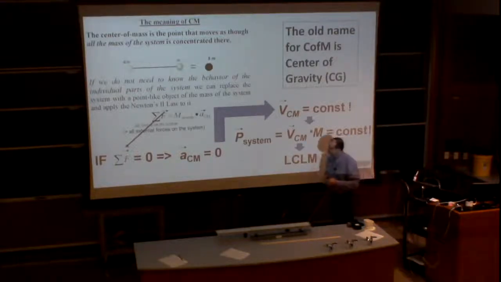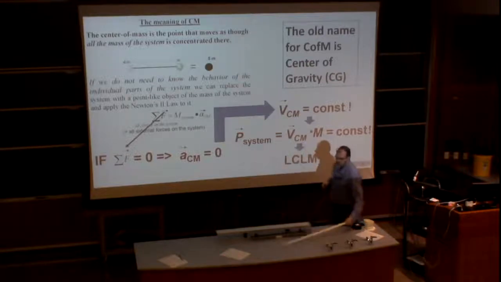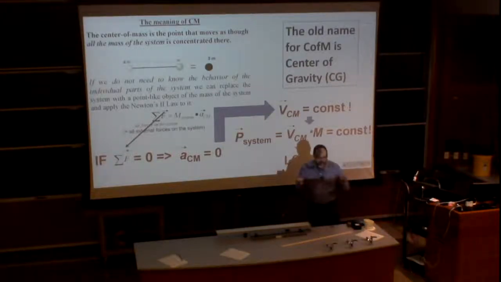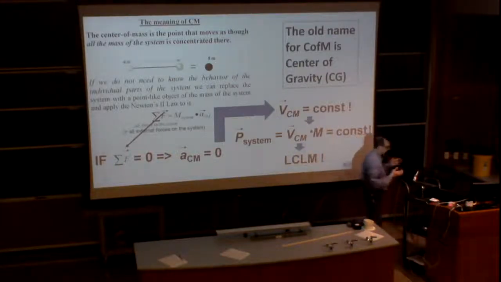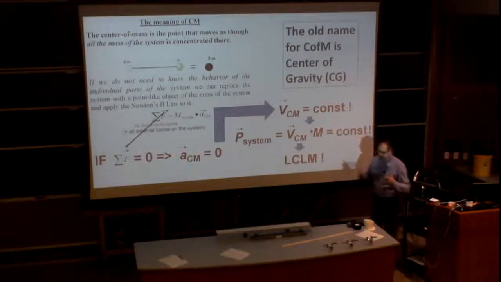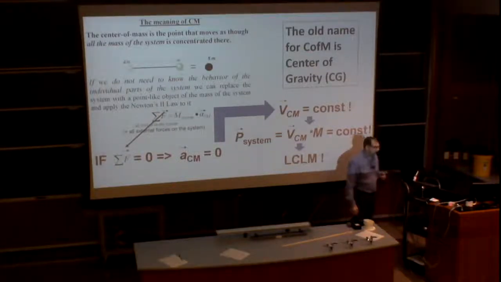This is what we want to talk about. If the net force acting on the whole system is zero, acceleration has to be zero, which means the center of mass should travel at constant velocity. The center of mass of the system should travel at constant velocity, even if the parts of the system move relative to each other, like two carts.